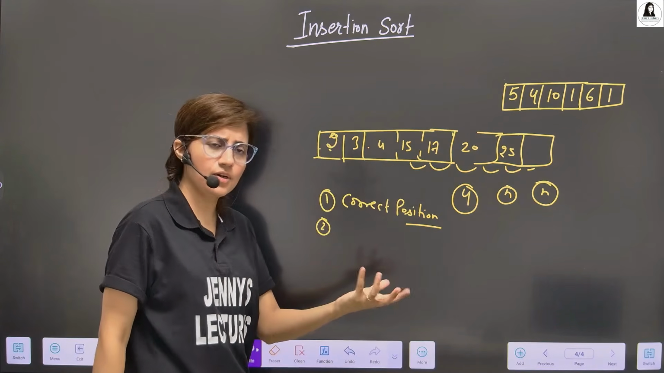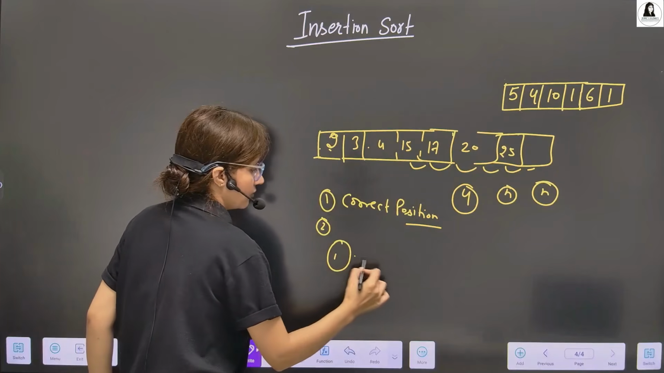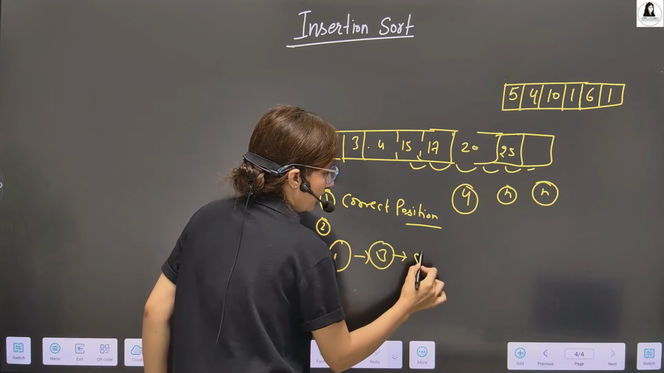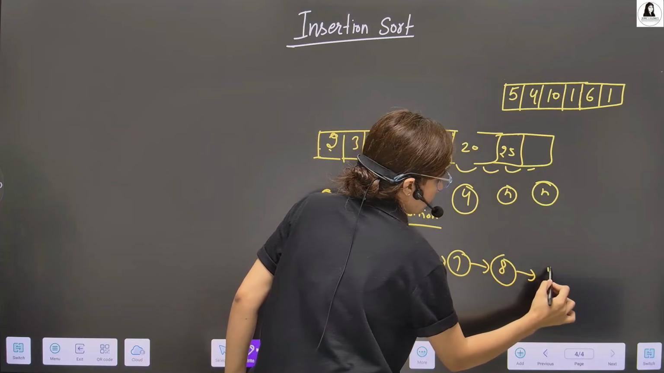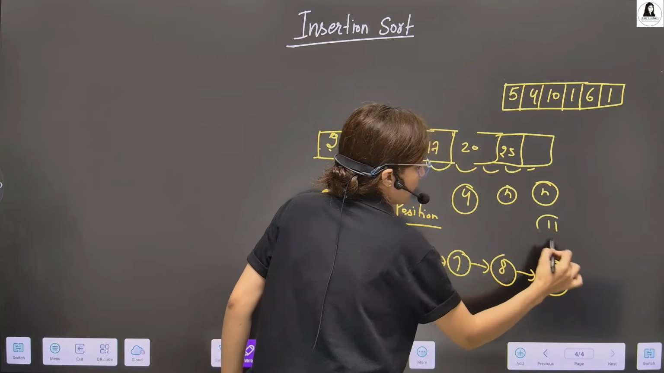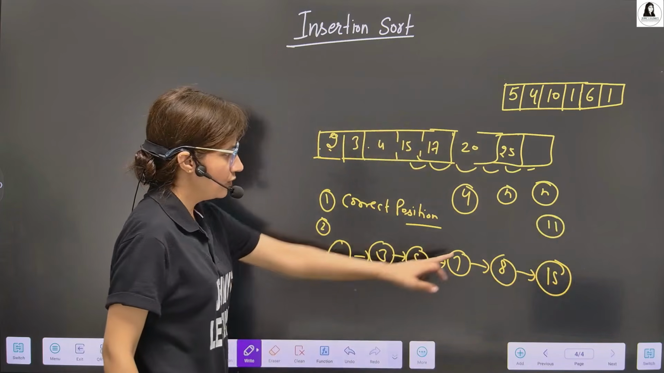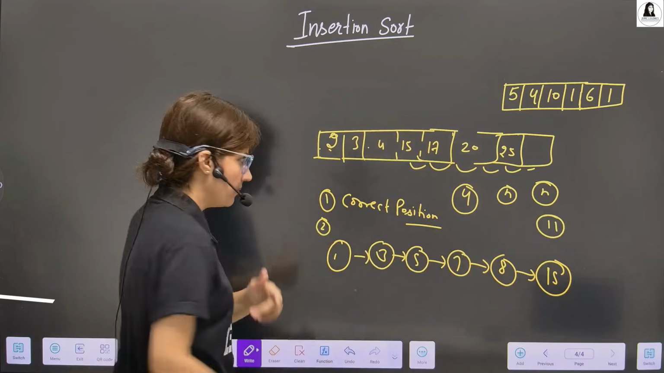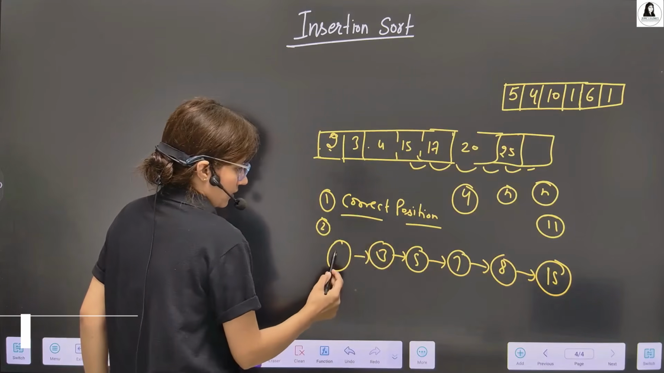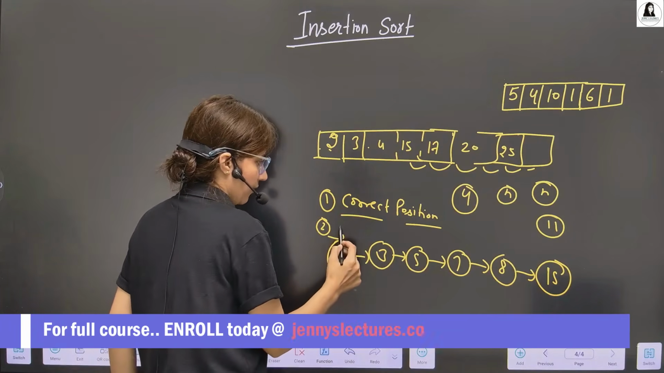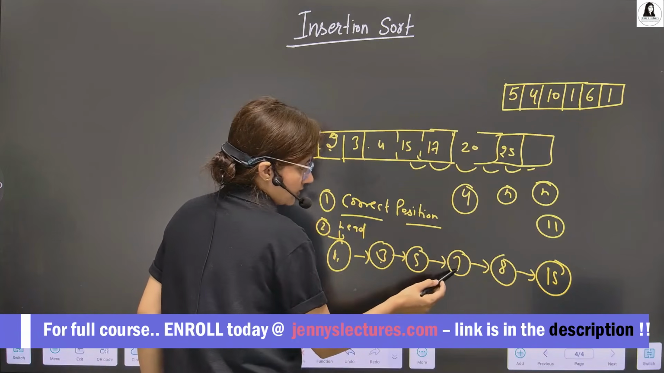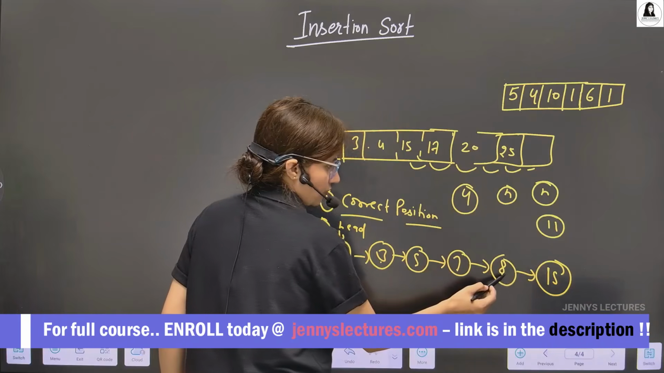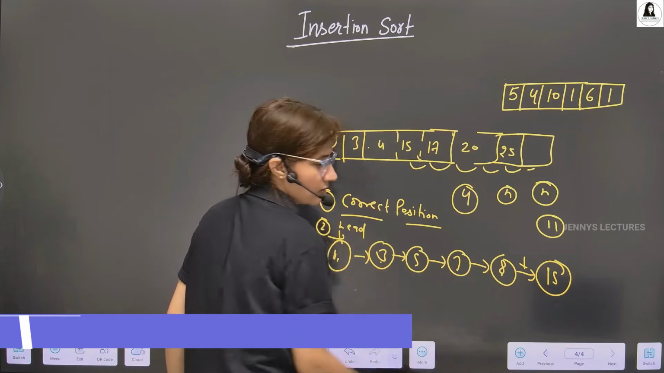If a linked list is given, suppose this is a linked list 1, 3, 5, 7, and I want to insert 11. It's a sorted linked list. First you have to find out the correct position, the same way. Start from here, because we have the head of the linked list, we traverse. 11 is greater than this, greater than this, greater than this, greater than this, greater than this, less than this. So obviously it is greater than this but less than this. So here I can insert.